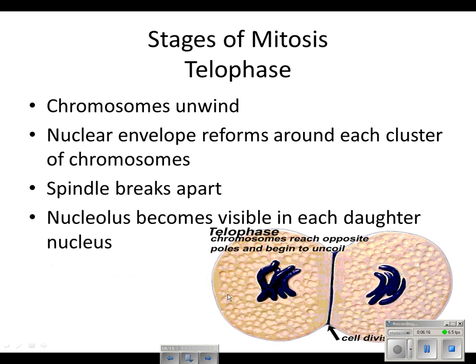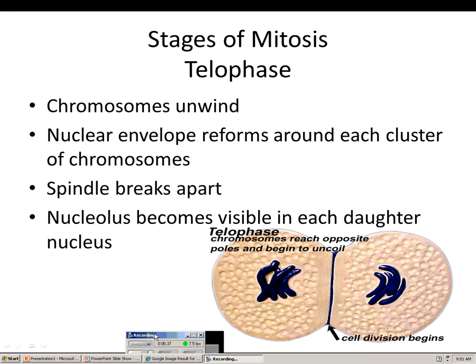Then telophase is actually the last stage of mitosis. The chromosomes unwind, so they start looking like that loose material again. The nuclear envelope reforms around each cluster of chromosomes, and the spindle breaks apart. The nucleolus then becomes visible in each daughter nucleus.